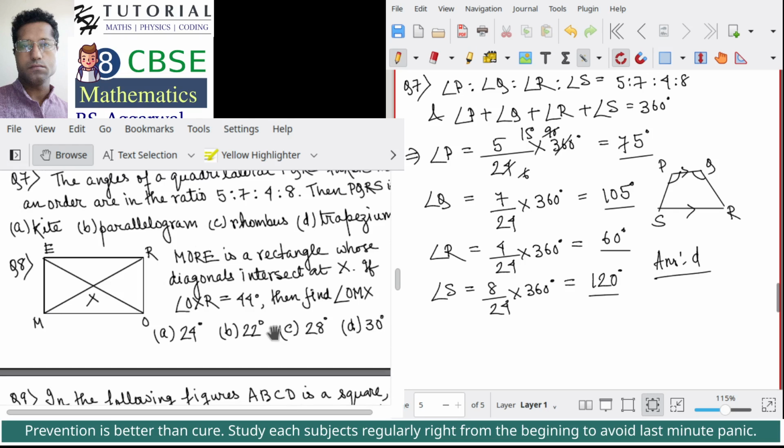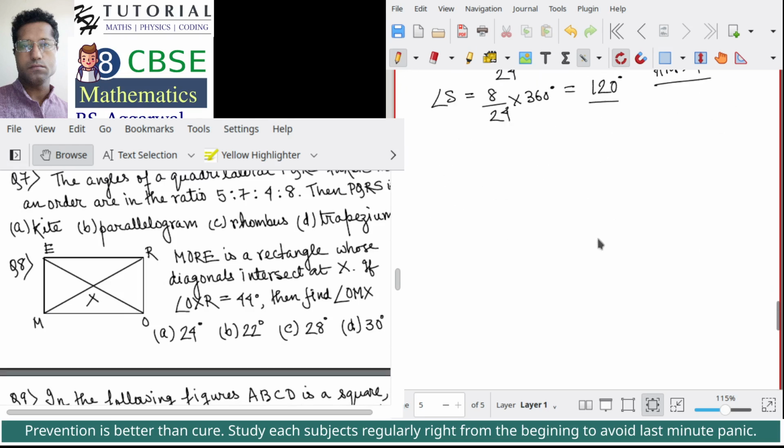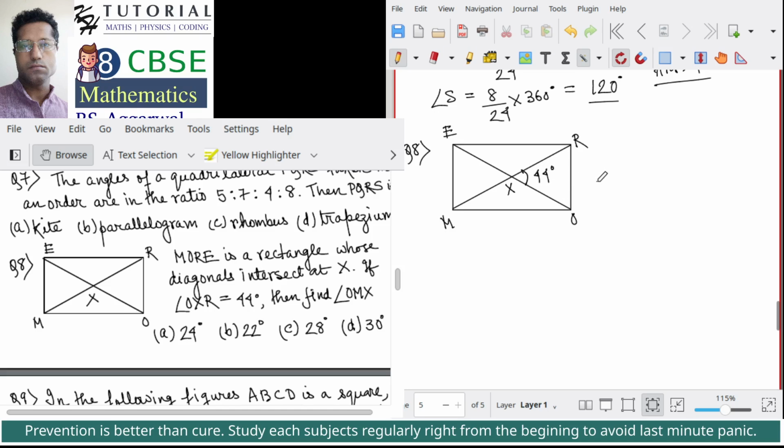Okay. Let's see problem number 8. Question number 8. MORE is a rectangle whose diagonals intersect at X. So MORE is the rectangle, and the diagonals are intersecting at X. If angle OXR is 44 degree, then find angle OMX. We have to find this angle. Let's say this be x degree. We have to find x.